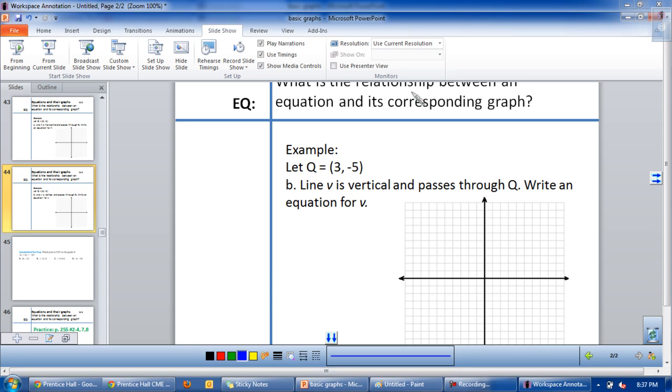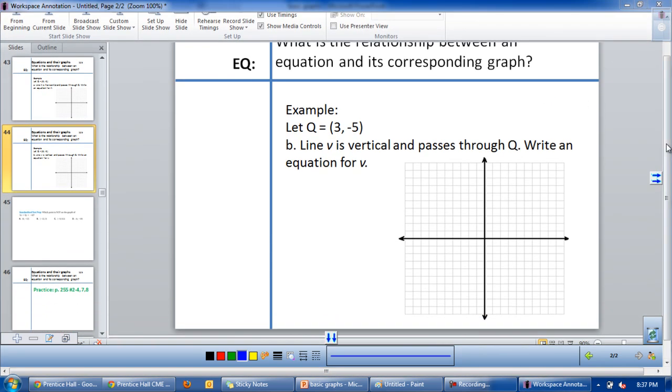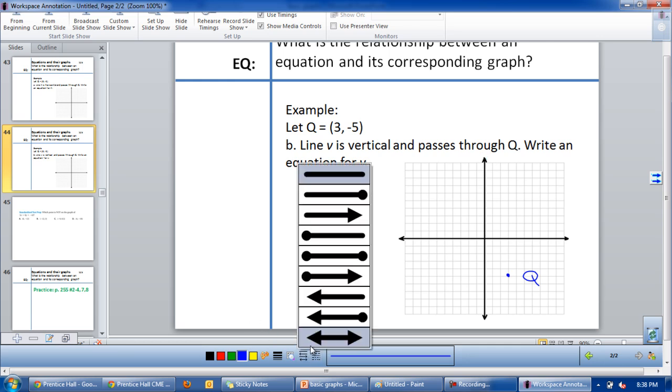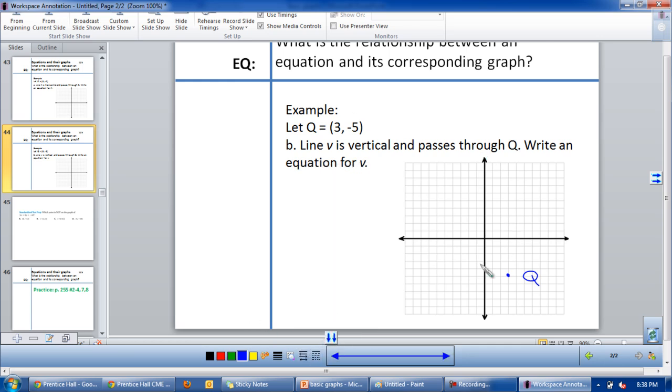Here we go. This time we're going to have the same point Q at (3, -5). And instead of having a horizontal line, we're going to have a vertical line that passes through Q. So let's see if I can draw a better line. There we go. And we're going to do similar steps as last time.